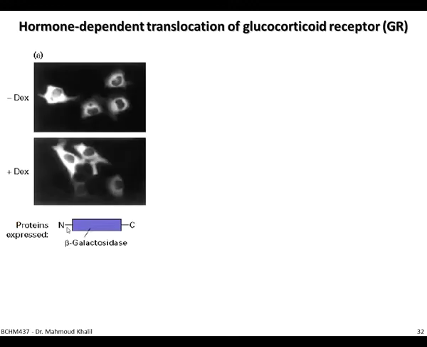So let's see here. For example, we will use in that experiment a protein, although it is not related to hormones at all. It's called beta-galactosidase. It's not a hormone. What is important about this enzyme or this protein? Actually, this enzyme inside the cells can emit fluorescence, so you can see the localization of this protein inside the cell.